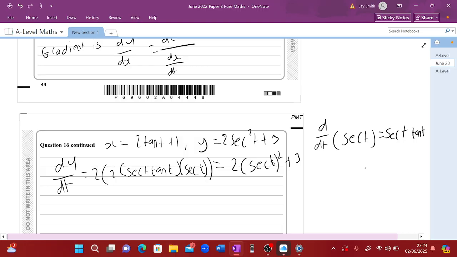Really, the examiners do expect you to be able to do chain rule stuff like that without having to do extra stuff. So you could say u is sec t, and then say dy/dt is dy/du times du/dt. But you just kind of need to do it all in one go, really. So that'll be 4 sec squared t tan t. Okay. Now, x squared.